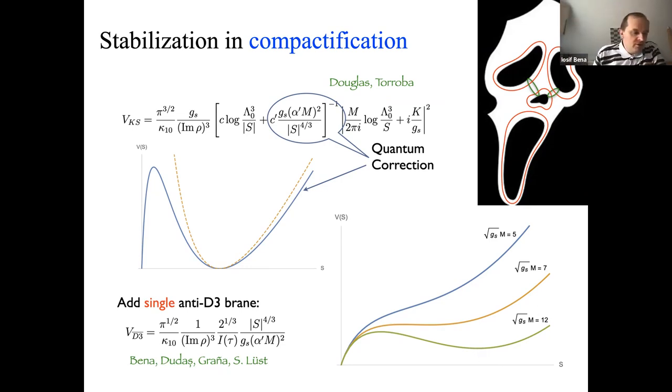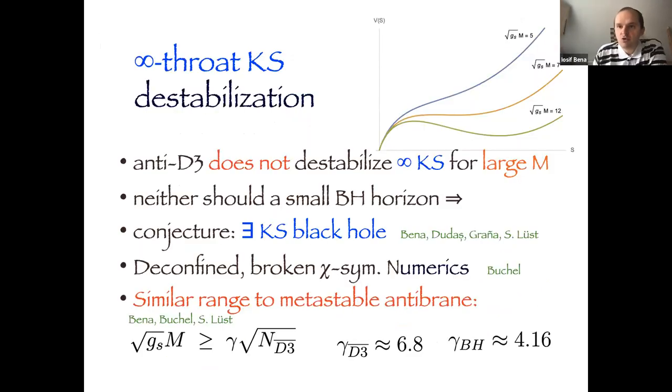As a side comment, there are some people who like AdS/QCD and who like doing holographic duals of gauge theories. The fact that an anti-brane does not stabilize an infinite Klebanov-Strassler for large M is an interesting fact, noticed by doing this calculation. But then we say, look, the anti-brane is destabilizing because it brings some energy. But you can also bring some energy by putting in a small black hole horizon. So a small black hole horizon in Klebanov-Strassler should not destabilize the tip either. And we predicted this black hole. We conjectured the black hole in our paper with Severin and Mariana and Emilian Dudas.